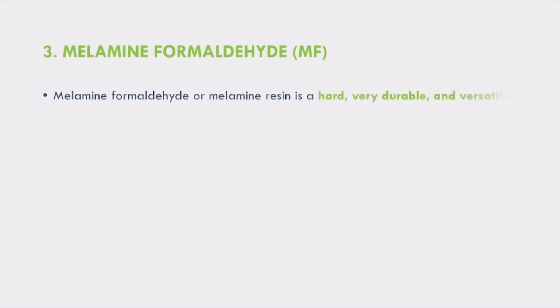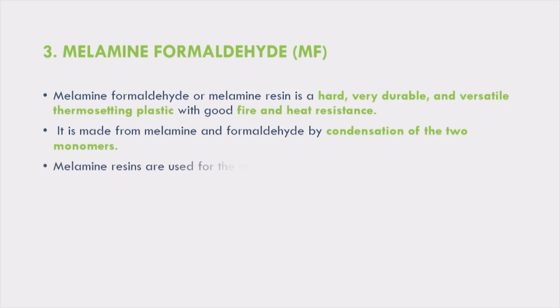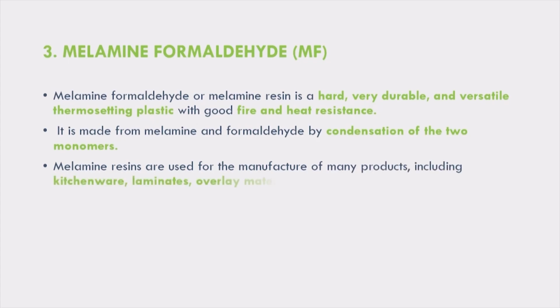Melamine formaldehyde (MF). Melamine formaldehyde or melamine resin is a hard, very durable and versatile thermosetting plastic with good fire and heat resistance. It is made from melamine and formaldehyde by condensation of the two monomers. Melamine resins are used for the manufacture of many products including kitchenware, laminates, overlay materials, particle boards and floor tiles.